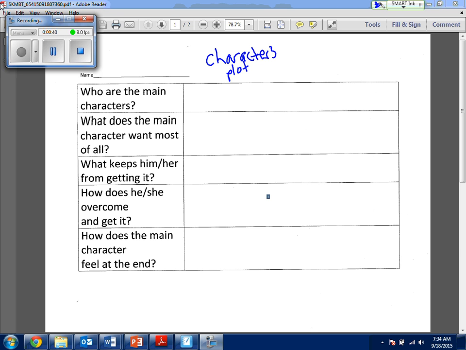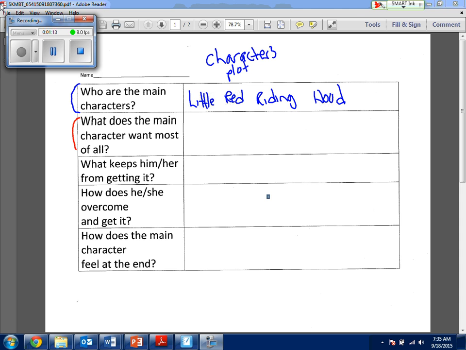Let's go ahead and take a look at this right here. First thing we've got to do is take a look at the questions over here, starting out with this first one. Who are the main characters? Let's just say I took the story Little Red Riding Hood. Well, who would the main characters be? We have one main character, and we're going to put that as Little Red Riding Hood. That's my main character.